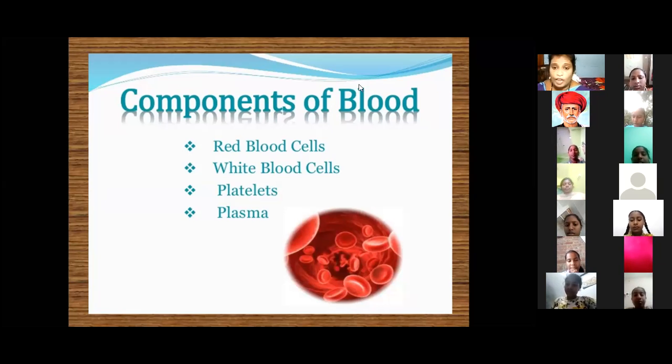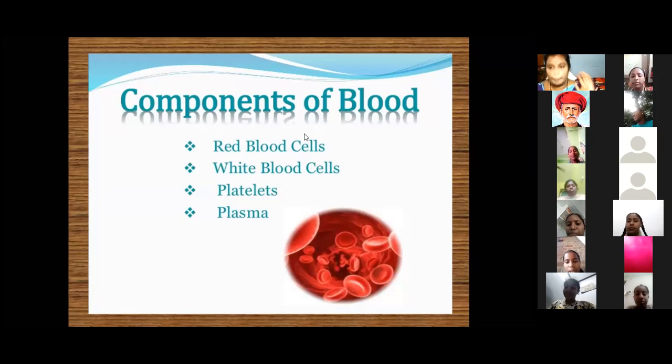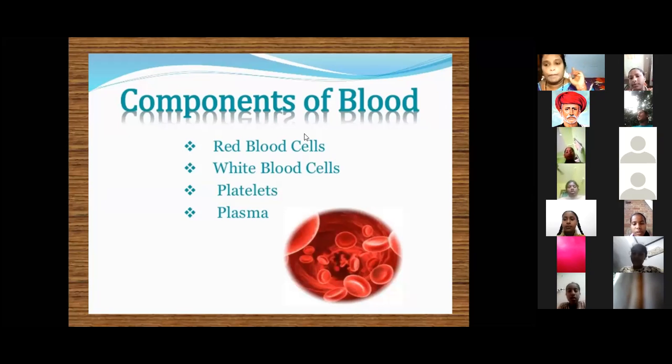Say all of you: red blood cells, white blood cells, platelets, and plasma. The blood has the main components of red blood cells, white blood cells, blood platelets, and plasma. These are all essential components of the blood.